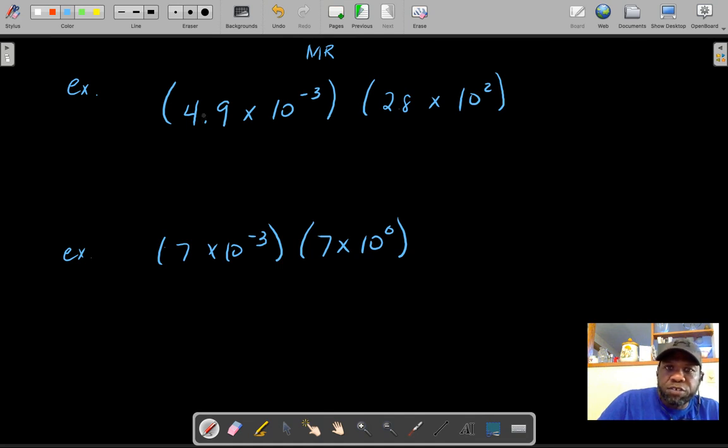What do I mean? So basically, I mean that I can take 4.9 and I can multiply that by 2.8, and I can multiply 10 to the power of 3 times 10 to the power of 2, and multiplying both those things, I can get that standardized in scientific notation, and that would still be the correct answer. So let's think about it. 4.9 times 2.8 is 13.